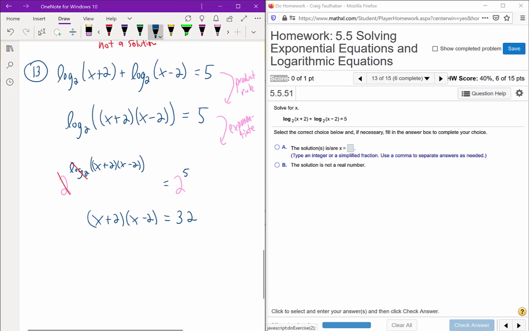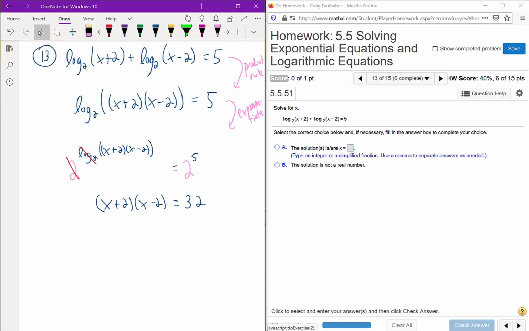Now to finish this problem up, we need to solve this equation. If we FOIL this out, we'll notice that the plus 2x and the minus 2x cancel. We just get x squared minus 4 on the left side. This is a quadratic equation, which we could use the quadratic formula to solve. But notice that there is no b term. And when there is no b term, typically the easiest way to solve these equations is to isolate the x squared. I'm getting x squared equals 36, which gives us two solutions, x equals positive and negative 6.